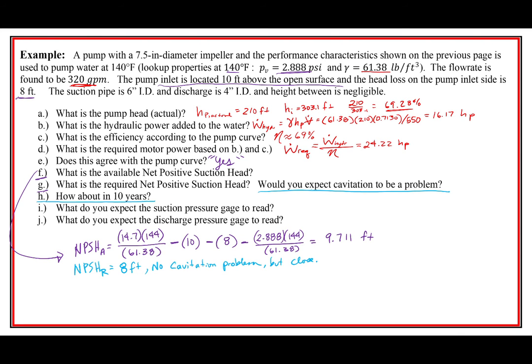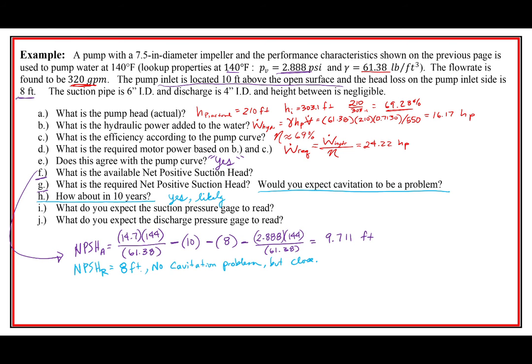It says, would you have it? I would say yes, likely, because things degrade, including the impeller and the housing. The pipes can get rougher, so you can increase the head losses. There can be a lot of different things, and this margin isn't enough between 9.711 feet and the 8 feet, right?